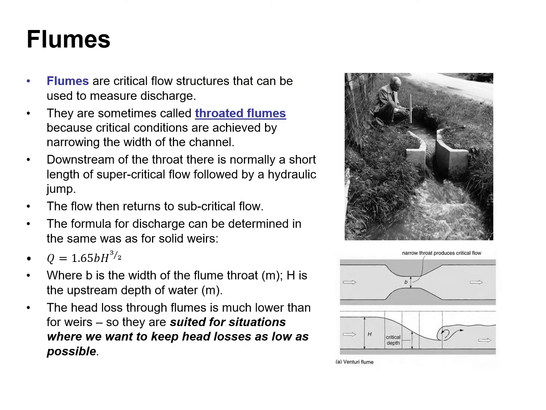So flumes are critical flow structures that can be used to measure discharge. They are sometimes called throated flumes because critical conditions are achieved by narrowing the width of the channel. Downstream of the throat, there's normally a short length of supercritical flow followed by a hydraulic jump. The flow then returns to subcritical flow, and the formula for discharge can be determined in the same way as for solid weirs. The head loss through the flume is much lower than for weirs, so they are suited for situations where we want to keep head losses as low as possible.